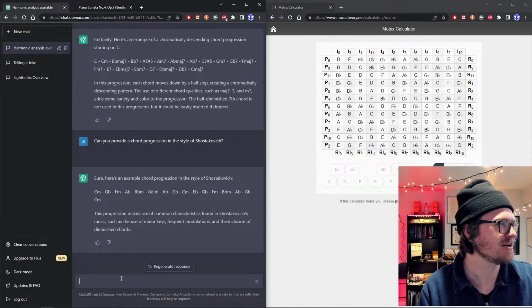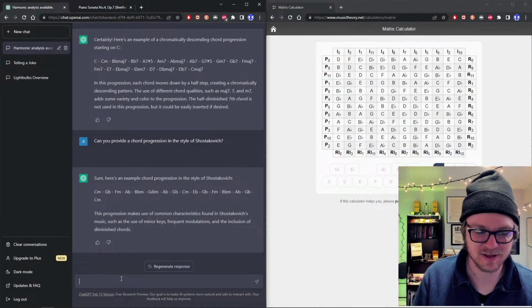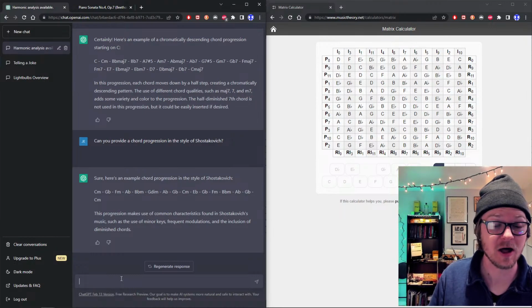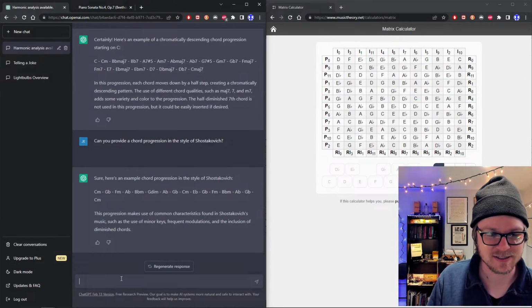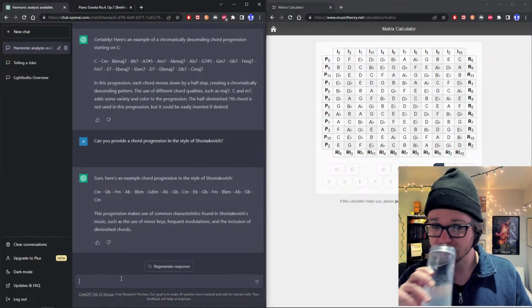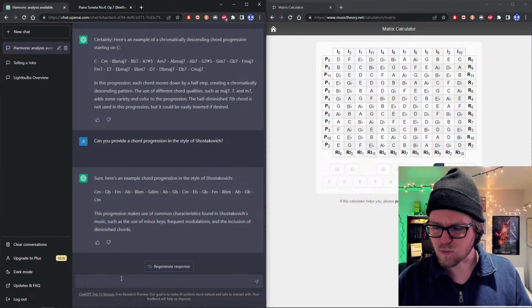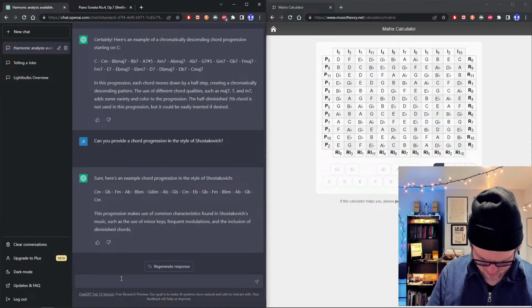So here's the thing about Shostakovich. He uses the octatonic scale quite a lot. Like a lot. So that's one of the things that he does a lot of. Okay, let's take a look at this one.